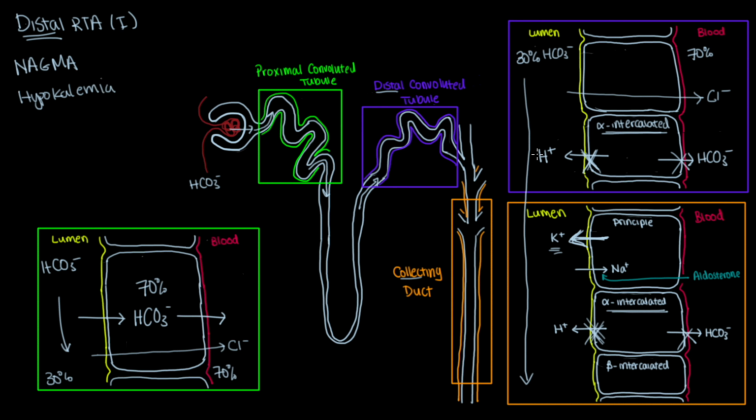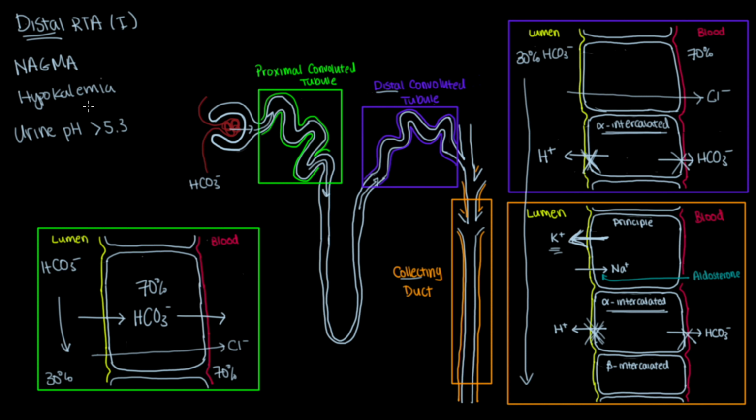And as we talked earlier, we have an impairment of acid secretion into the lumen of the nephron. Thus, the urine is not being able to be properly acidified. Thus, the pH of the urine is less acidic. And when we say less acidic, we mean greater than 5.3.